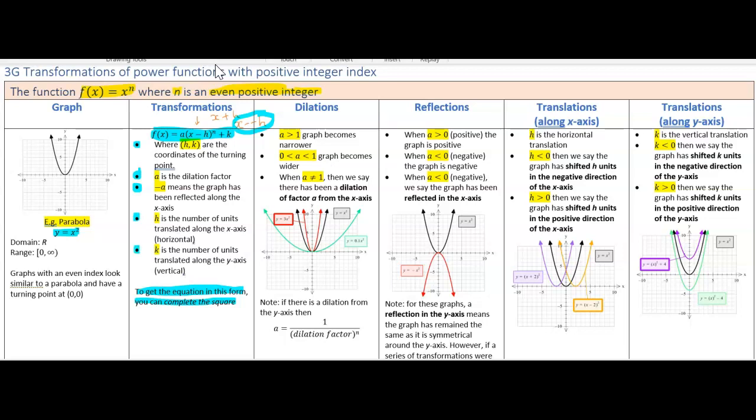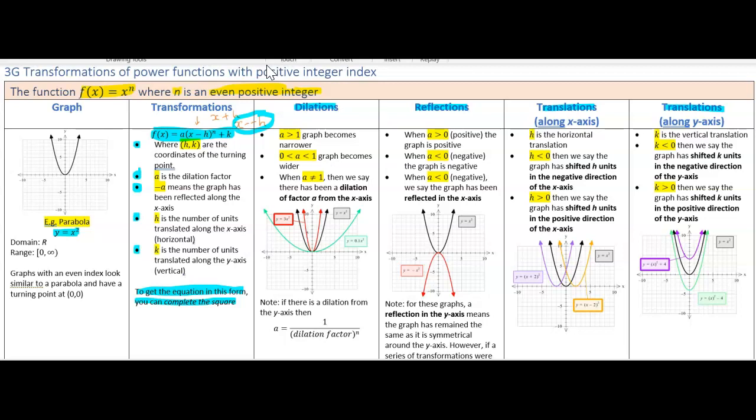All right, and K is a little bit easier to read because we've got a plus K. The number of units, you're either going up or down. All right, your vertical translation. Now, the three types of transformations you can have are dilations, reflections, and then translation. So we can have a translation along the x-axis or a translation along the y-axis. The reason I've split them into two is so you can see it a bit easier going through different graphs.